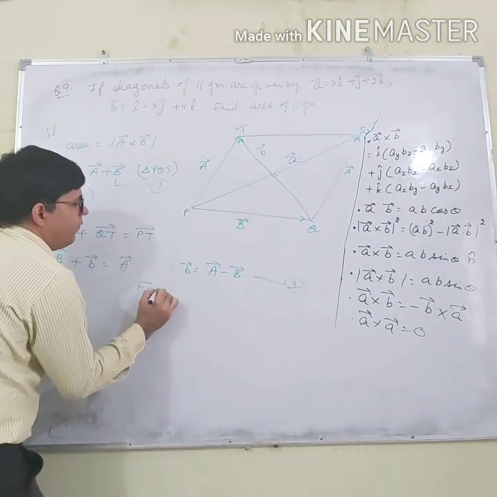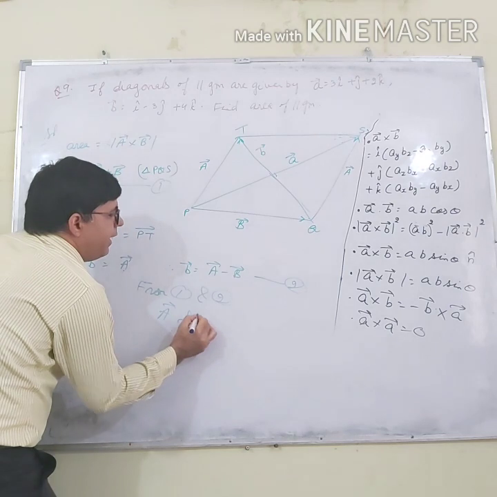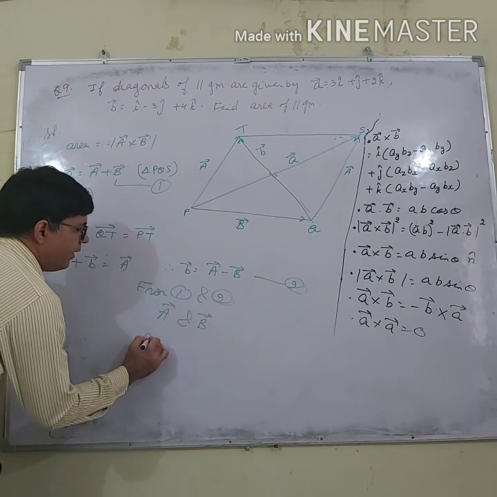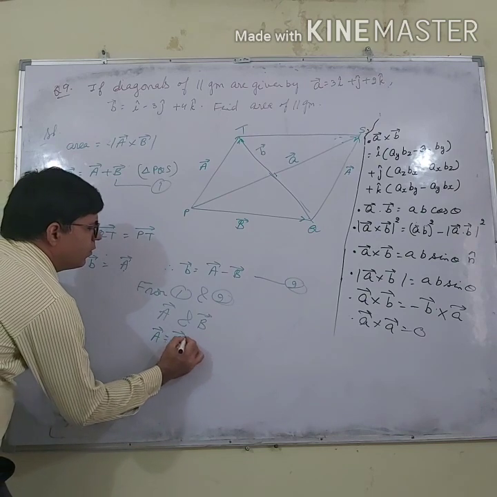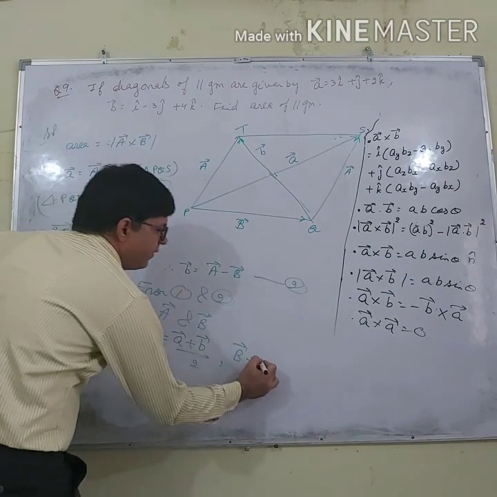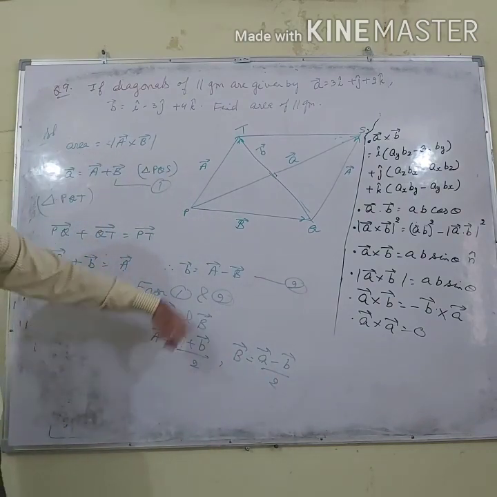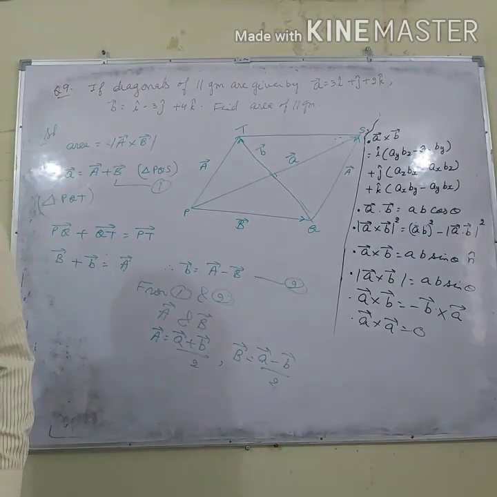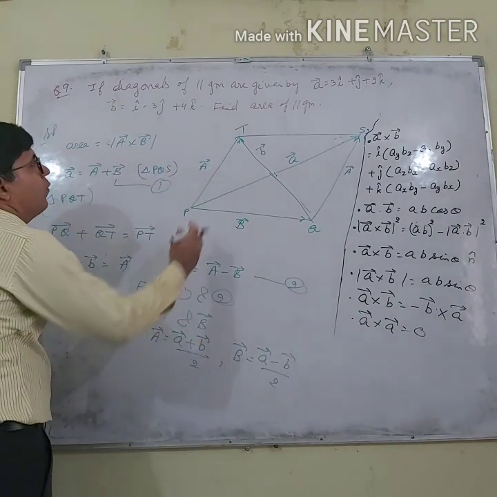I think you can find out from 1 and 2. I can find a and b. Simply, what will be a? If you add them, this a will be equal to (vector A plus B) by 2, and vector b, if you take the difference, is (vector A minus B) by 2. Now you can put in the value of vector A and value of vector B, and hence you can find out the area of the parallelogram.